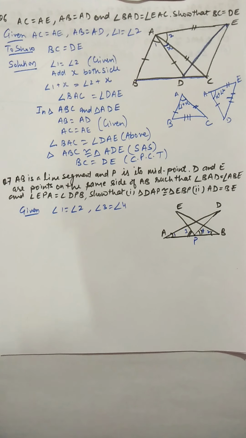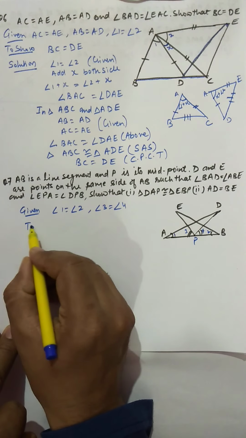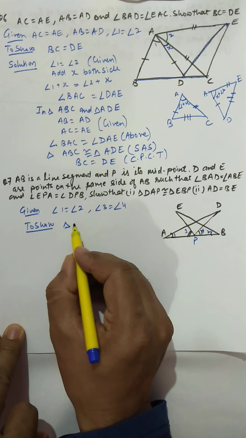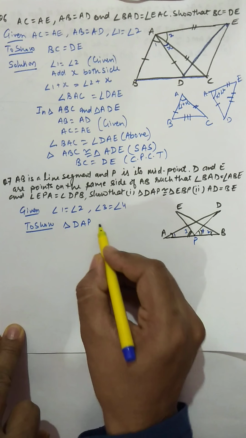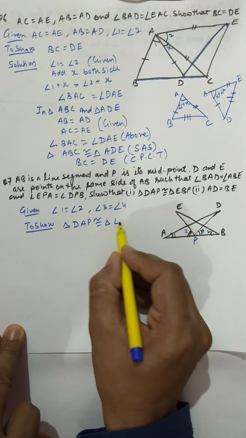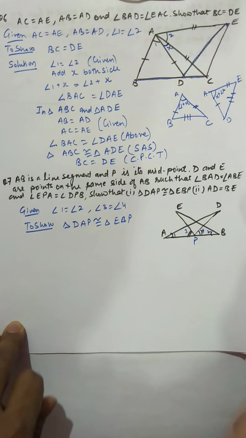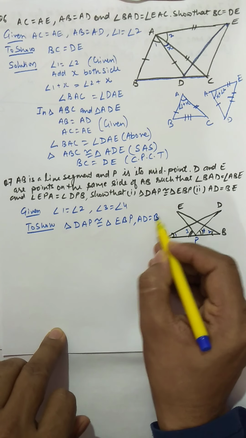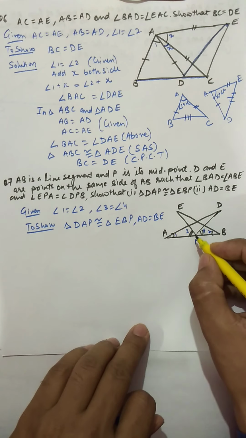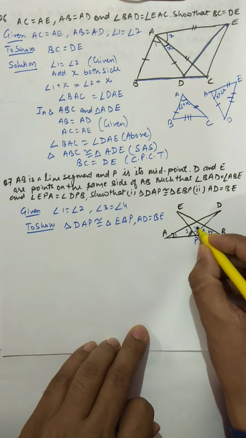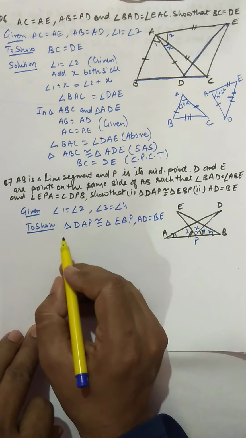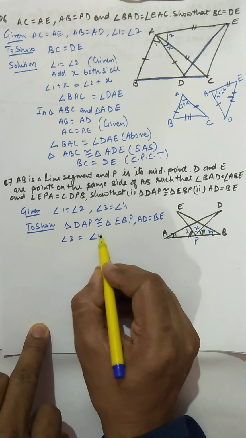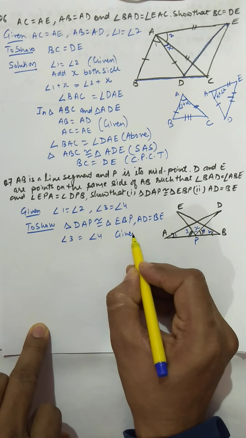Now we have to show that triangle DAP is congruent to triangle EBP and AD equal to BE. So this is what we have to show. Now again you mark this angle as X. So angle 3 is equal to angle 4, this is given.